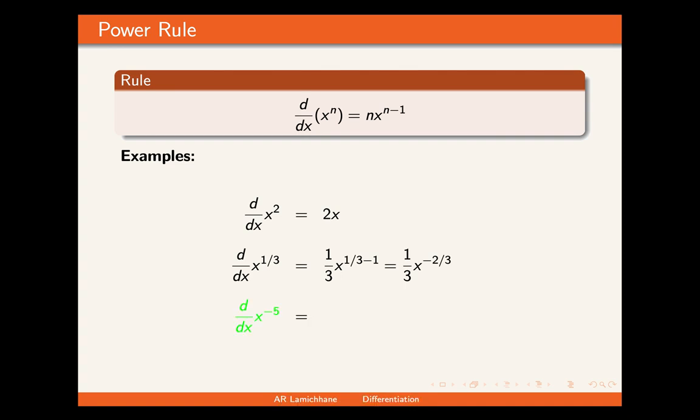Let's see one more example. If our goal is to find the derivative of x to the power minus 5, can we use the power rule? Yes, because negative 5 is a real number in the power, so we can use the power rule. But how do we apply it? We bring the negative 5 down as a coefficient, write down x as it is, and subtract 1 from the power, which is here negative 5. Negative 5 minus 1, when we simplify, gives negative 6. So the derivative of x to the power minus 5 is negative 5 times x to the power minus 6.